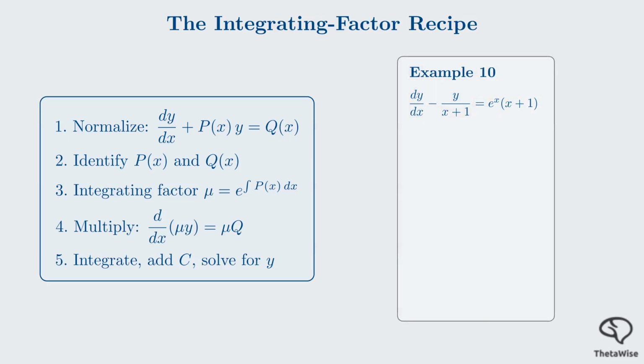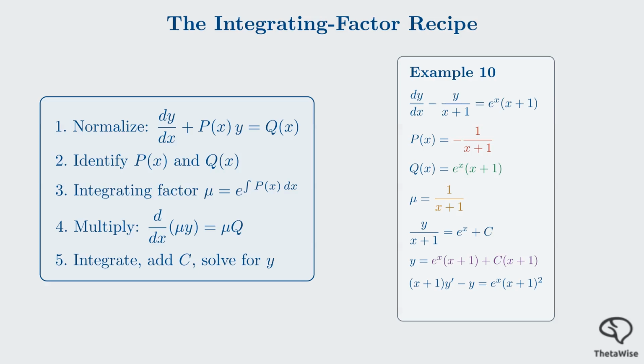In example 10, the equation became dy by dx minus y divided by x plus 1 equals e to the x times x plus 1. Therefore, p was negative 1 over x plus 1. Q was e to the x times x plus 1, and the integrating factor was 1 over x plus 1. The result was y divided by x plus 1 equals e to the x plus c. So the verified solution was y equals e to the x times x plus 1 plus c times x plus 1. Remember the final verification, differentiating and substituting returns exactly e to the x times x plus 1 squared.